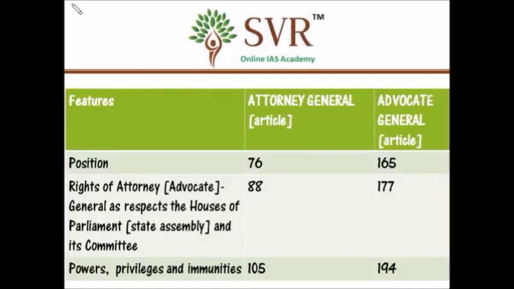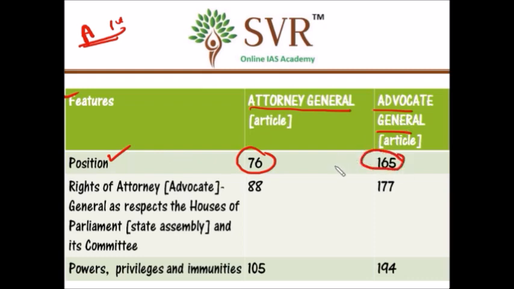Till now, we compared the Attorney General of India with the Advocate General by mentioning the various article numbers. Here you may get confused about how to remember the articles. For that, you have to revise the important articles a lot by comparing these two, Attorney General and Advocate General. First, constitutional position: the Attorney General is established by Article 76, and the Advocate General post is established by Article 165.